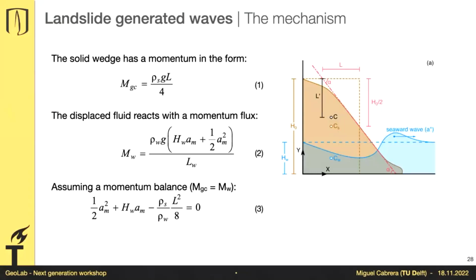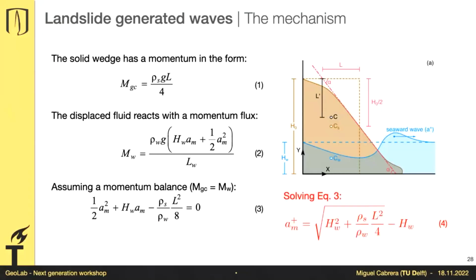We will figure that out later. What we need to assume is that the momentum transfer from the solids is transferred to the fluid fully. There is no dissipation. That might be a strong assumption, but for the sake of simplicity, let's assume there is no dissipation. So the momentum of the solid wave equals the momentum of the fluid wave, and therefore we came to this equation 3.